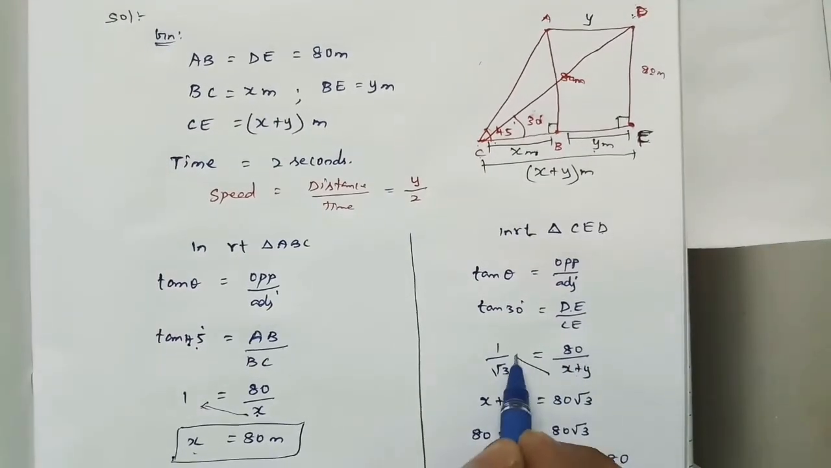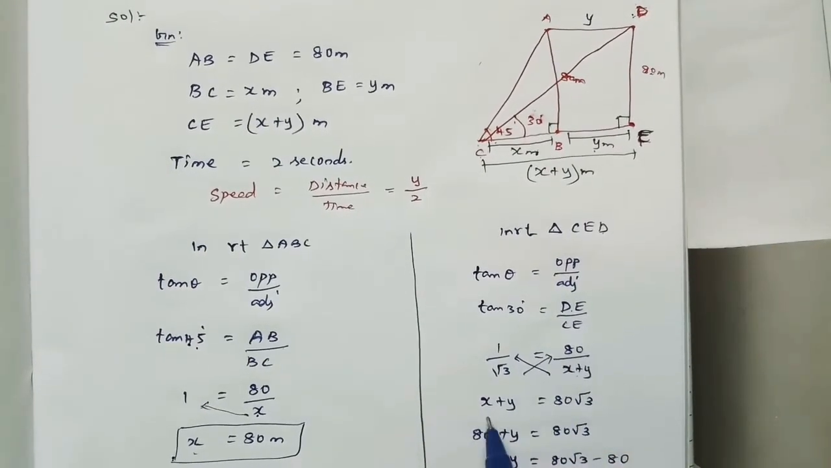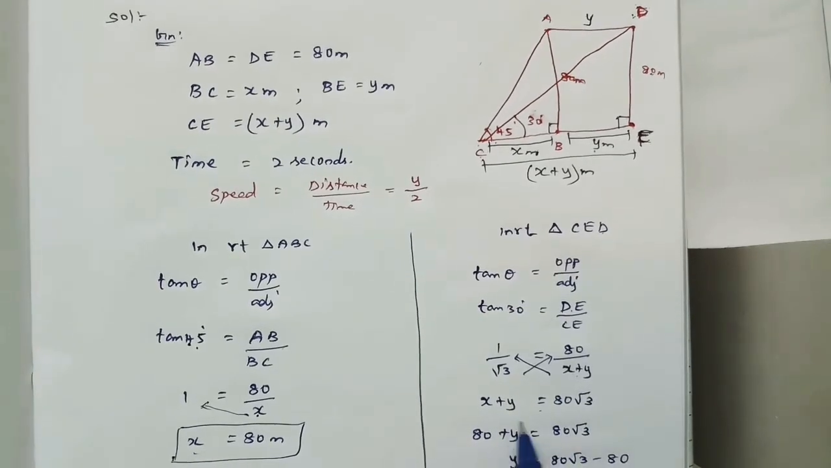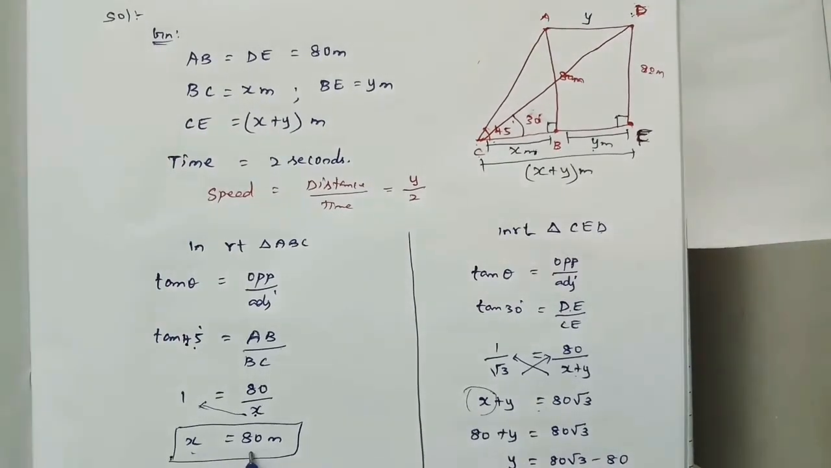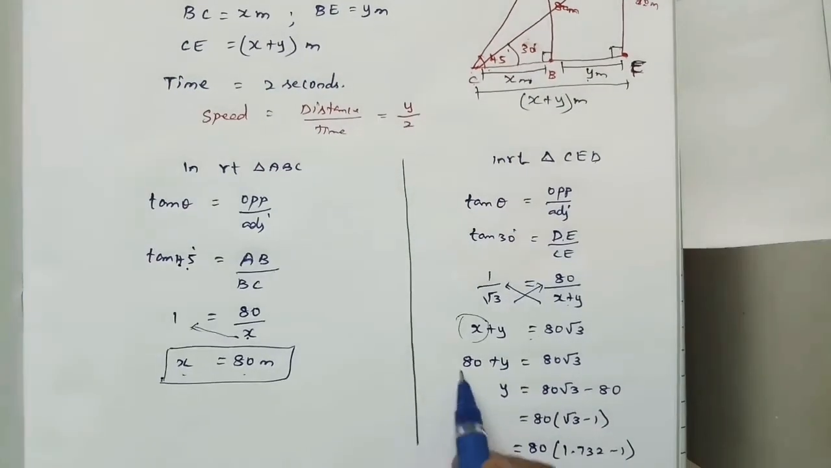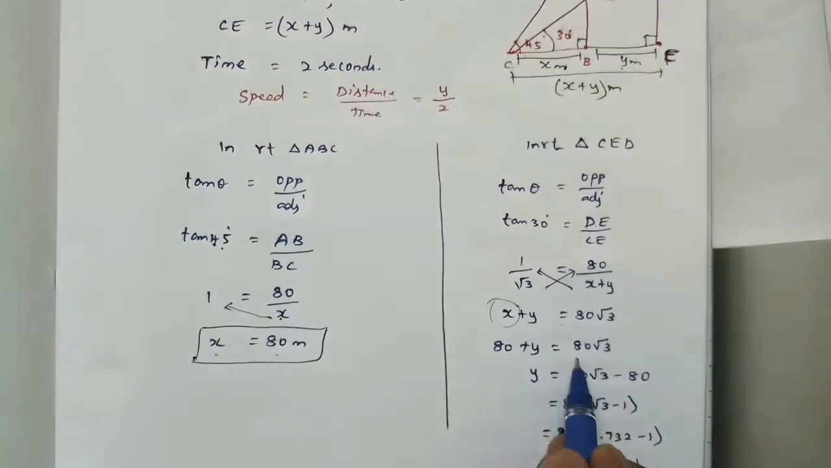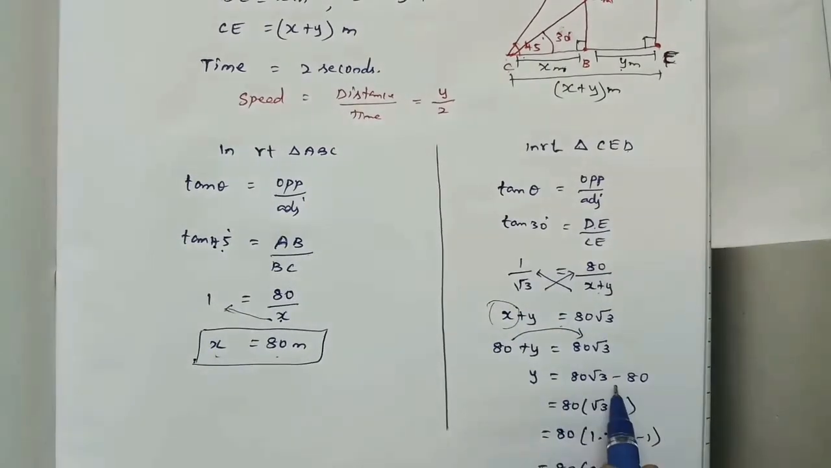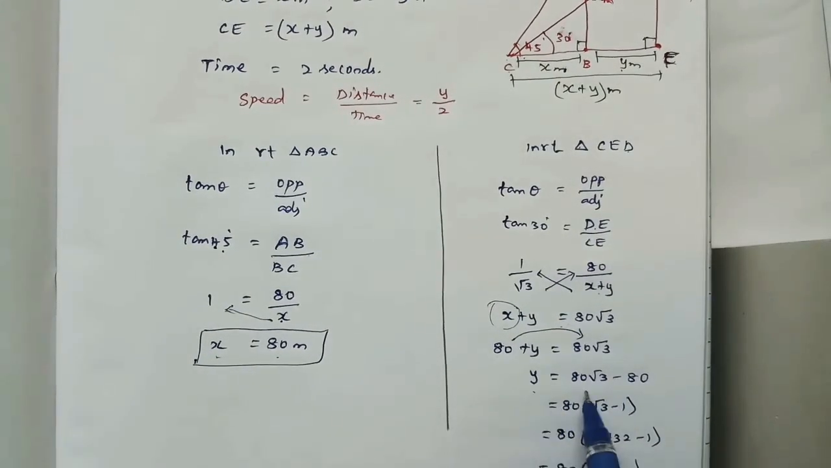Bringing this X plus Y to the LHS and root 3 to the RHS, X plus Y is equal to 80 into root 3. Already we know the value of X, which is 80 meter. Just substitute here: 80 plus Y is equal to 80 into root 3. Taking this 80 to the RHS, plus 80 becomes minus 80. Then Y is equal to 80 into root 3 minus 80. Taking 80 common outside, root 3 minus 1.